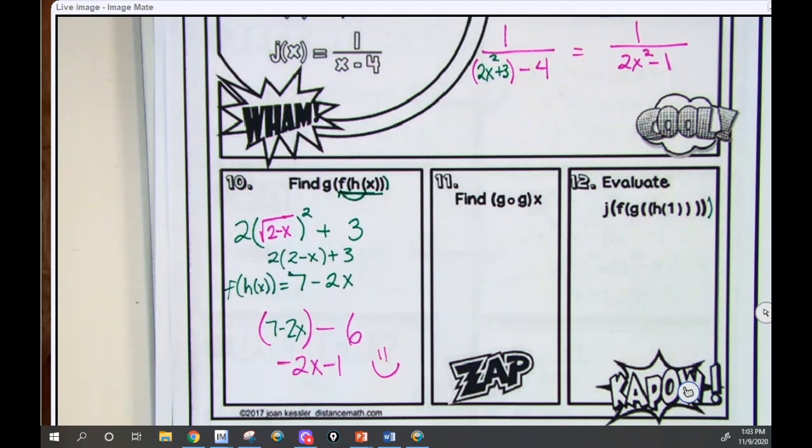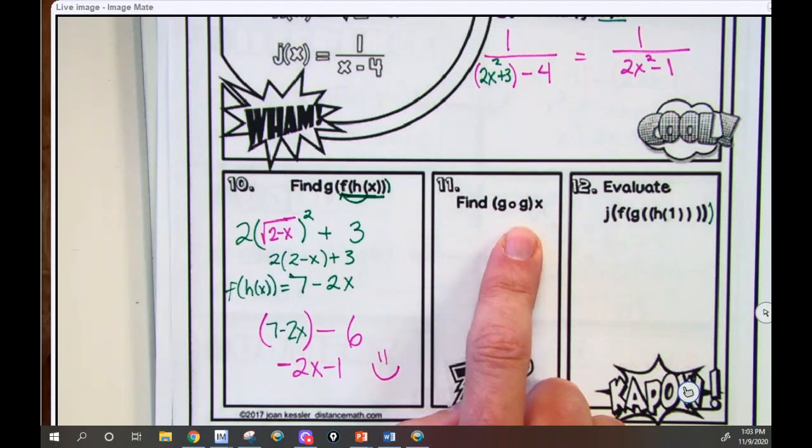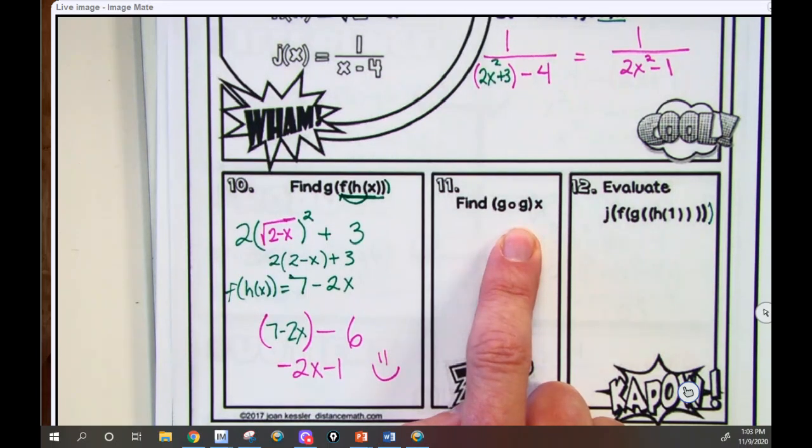Questions on that one? All right, I would like you to do g of g with your neighbor. What does that mean? Put g back into itself. Let's see how you do. Compare with your neighbors.